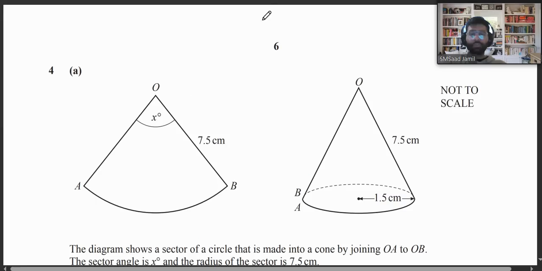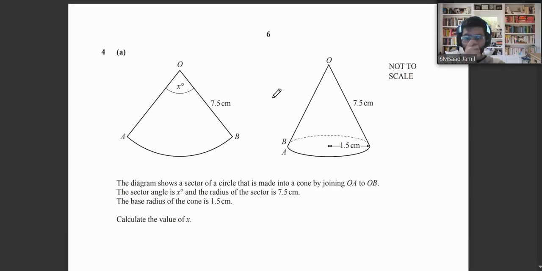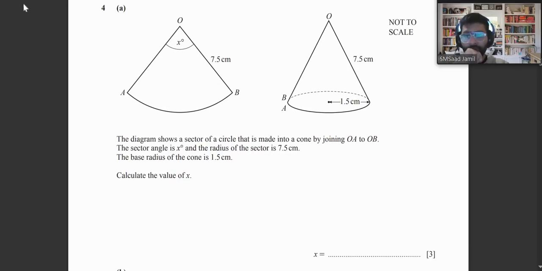Moving on to the next question, it says the diagram shows a sector of a circle that is made into a cone by joining OA to OB. Okay, we joined OA. This was the paper, for example, and you joined the paper to make it a cone. The sector angle is x, alright, and the radius of the sector is 7.5. The base radius of the cone is 1.5. Calculate the value of x.